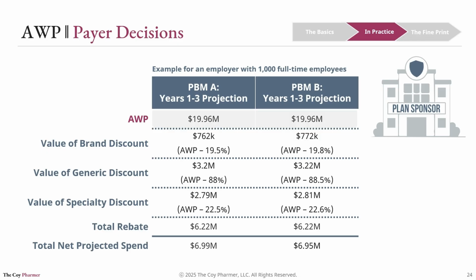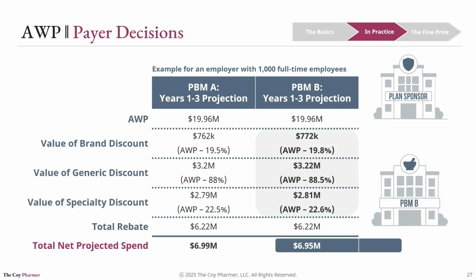For the purposes of this example, the consultant has set the AWP projection equal across PBM A and PBM B. Next, as you look at the value of the brand discount, the value of the generic discount, and the value of the specialty discount, you can see that the discounts vary slightly, giving a little bit of an advantage to PBM B. And although this is not commonly the case, in this particular example, I've set the rebate to be equal amongst the two PBMs to show how the AWP can drive the decision.